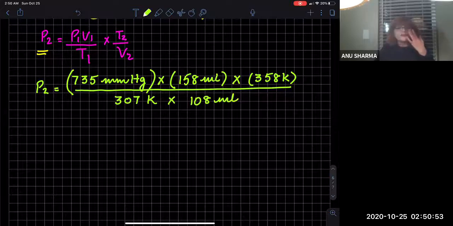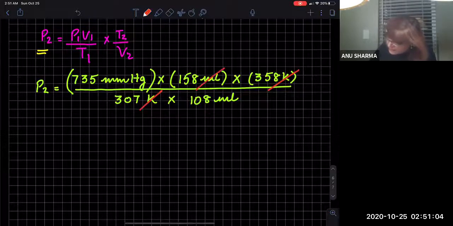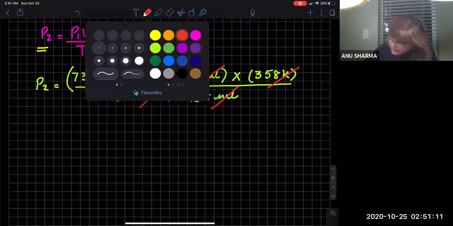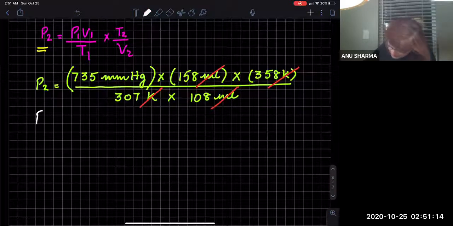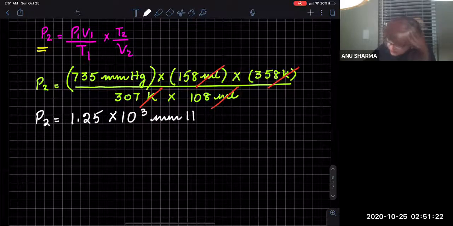Okay, so now we are going to cancel out the units. K and K cancel out, milliliters and milliliters cancel out, and you are just left with the units of millimeters of mercury. So when you multiply and divide, you get the answer: P2 is equal to 1.25 times 10 to the power 3 millimeters of mercury. Okay, so that's the use of combined gas law.